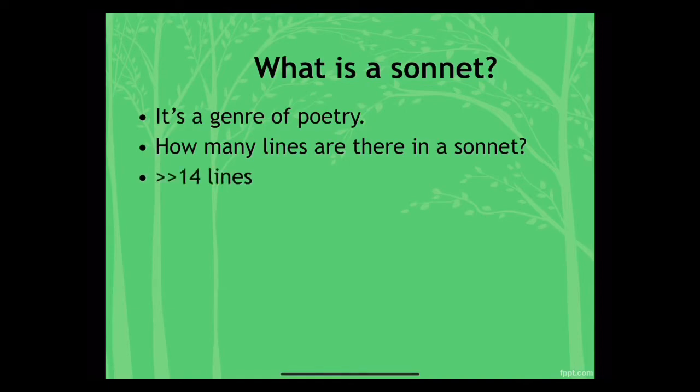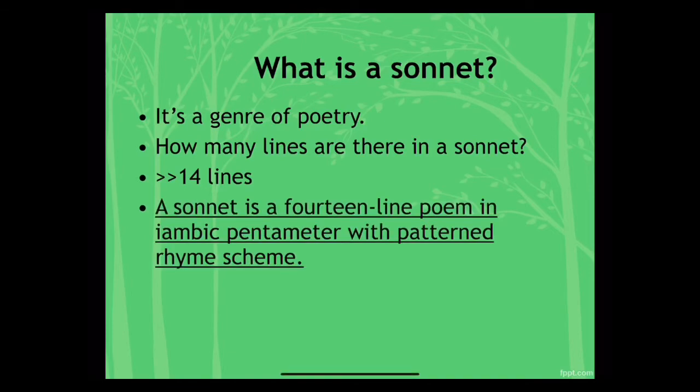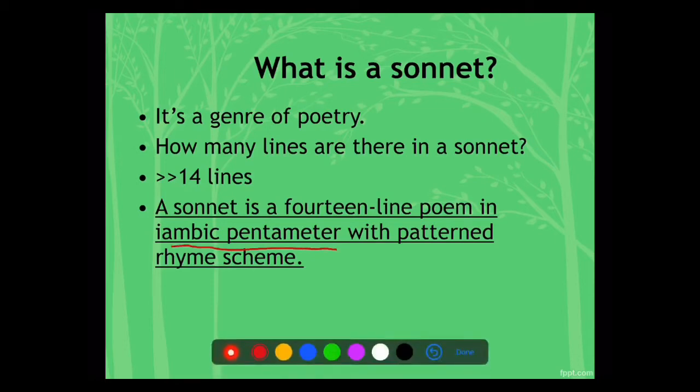You need 14 lines in that poem to call it a sonnet, and there's also a specific rhyming pattern. So a sonnet needs 14 lines, iambic pentameter, and a patterned rhyme scheme. If you want to follow the sonnet form, you need a specific pattern called iambic pentameter. So, what is iambic pentameter?